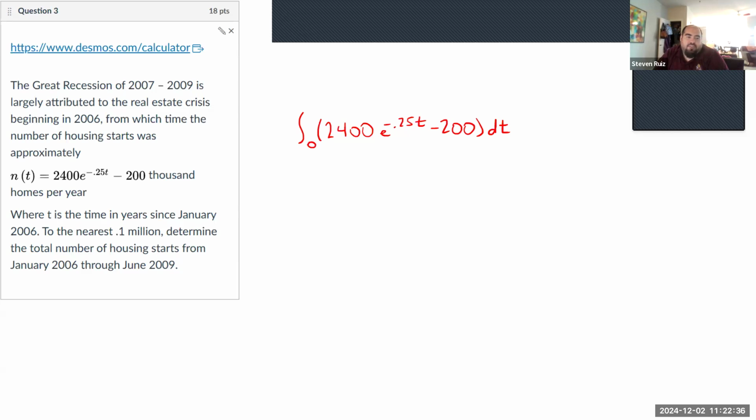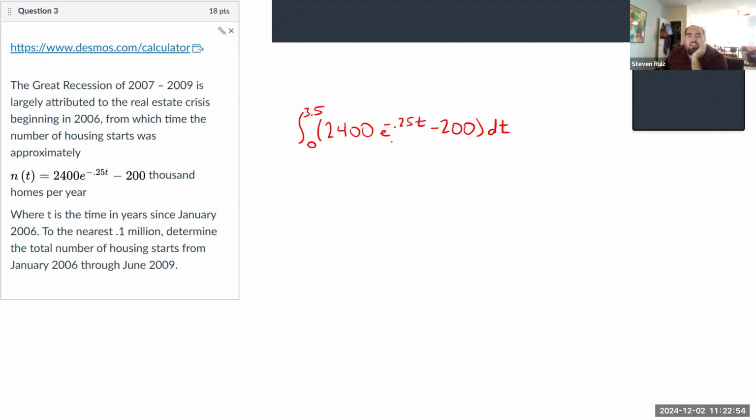I believe that's 3.5 years. So the beginning of 2009 would be 3 years. Through June would be 3.5 years. So I'm going to take an integral of this function over the interval from 0 to 3.5. All right, so now we need an antiderivative.